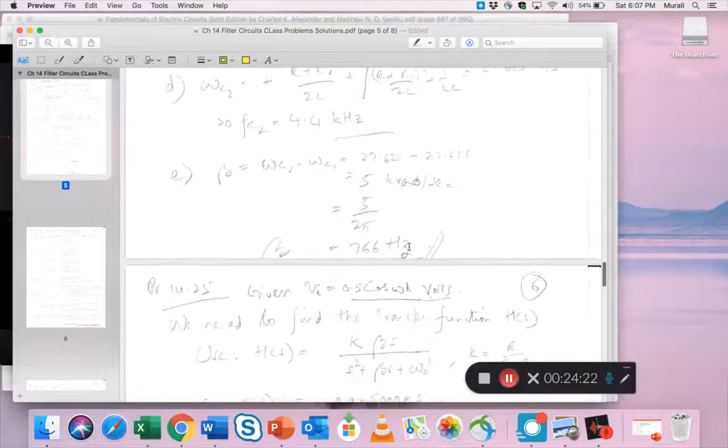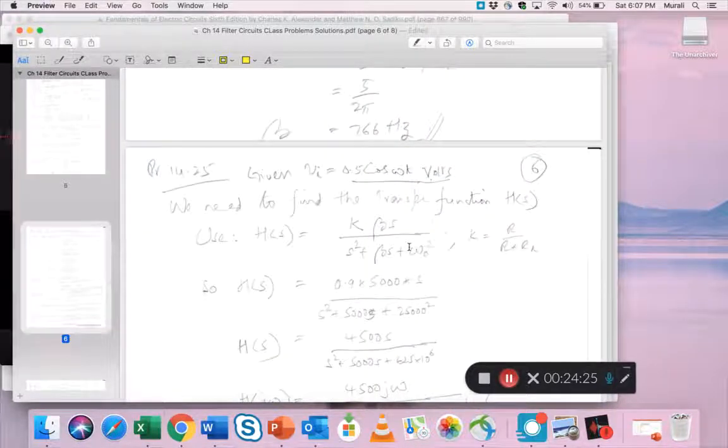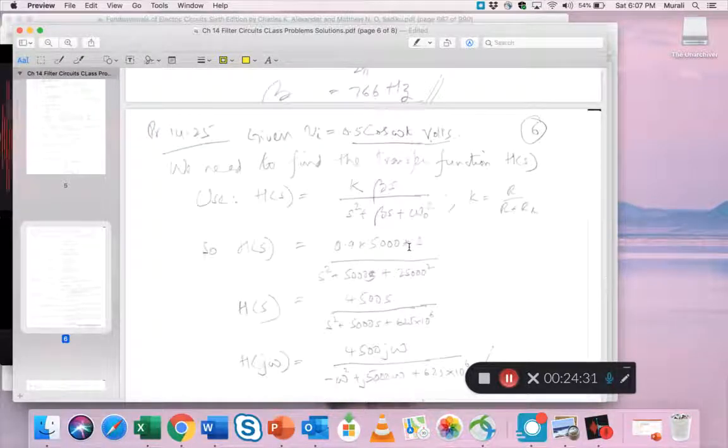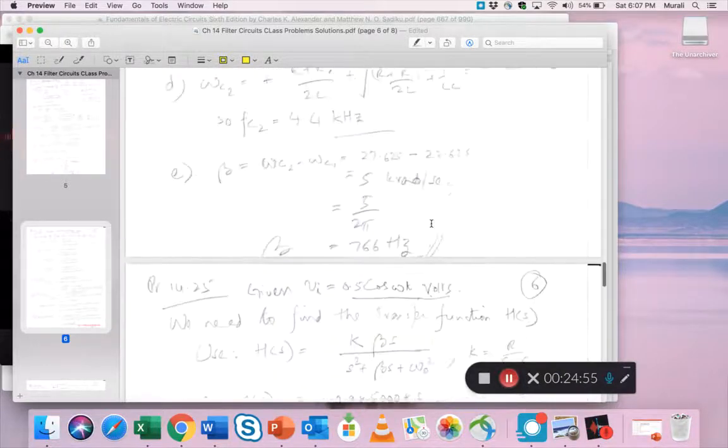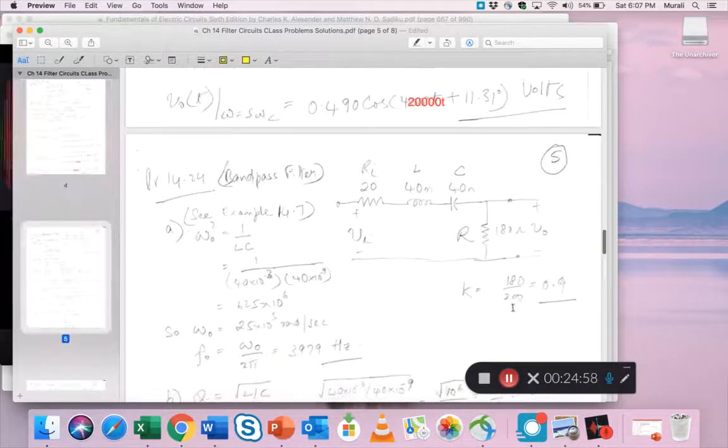Next problem is a continuation of the same problem. So everything we derived up there for 14.24, and now I've scrolled down to page 6 of my PDF. Now we have been given an input as a cosine function, 0.5 cos omega t, right? And so using this information, he wants us to find the expression for the output voltage. Remember, the output voltage is the voltage across one of the resistors, the R. That's how we define a band pass filter.